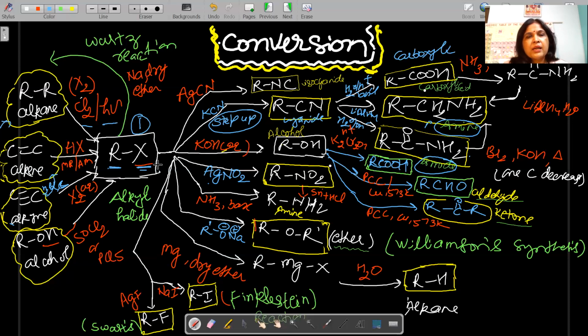From alkyl halide we can get isocyanide, we can get cyanide, and we can get alcohol also. For alcohol, we need aqueous NaOH or aqueous KOH, even water also. So X is substituted by OH, and we get alcohol. Alcohol is again a very important compound. From alcohol, we can get so many other products. Alcohol can be oxidized easily. Now it depends in which medium the alcohol is oxidized, and what type of alcohol it is.